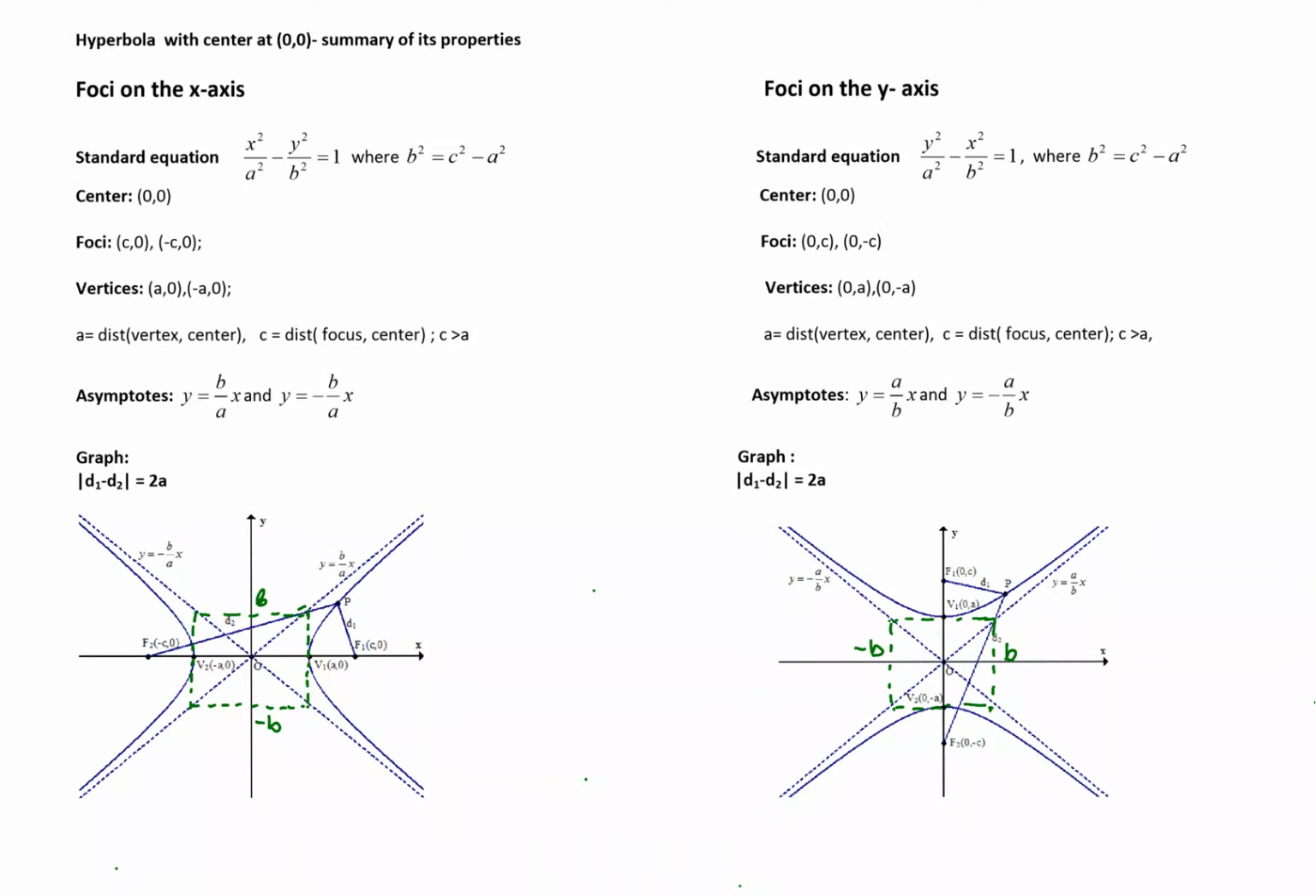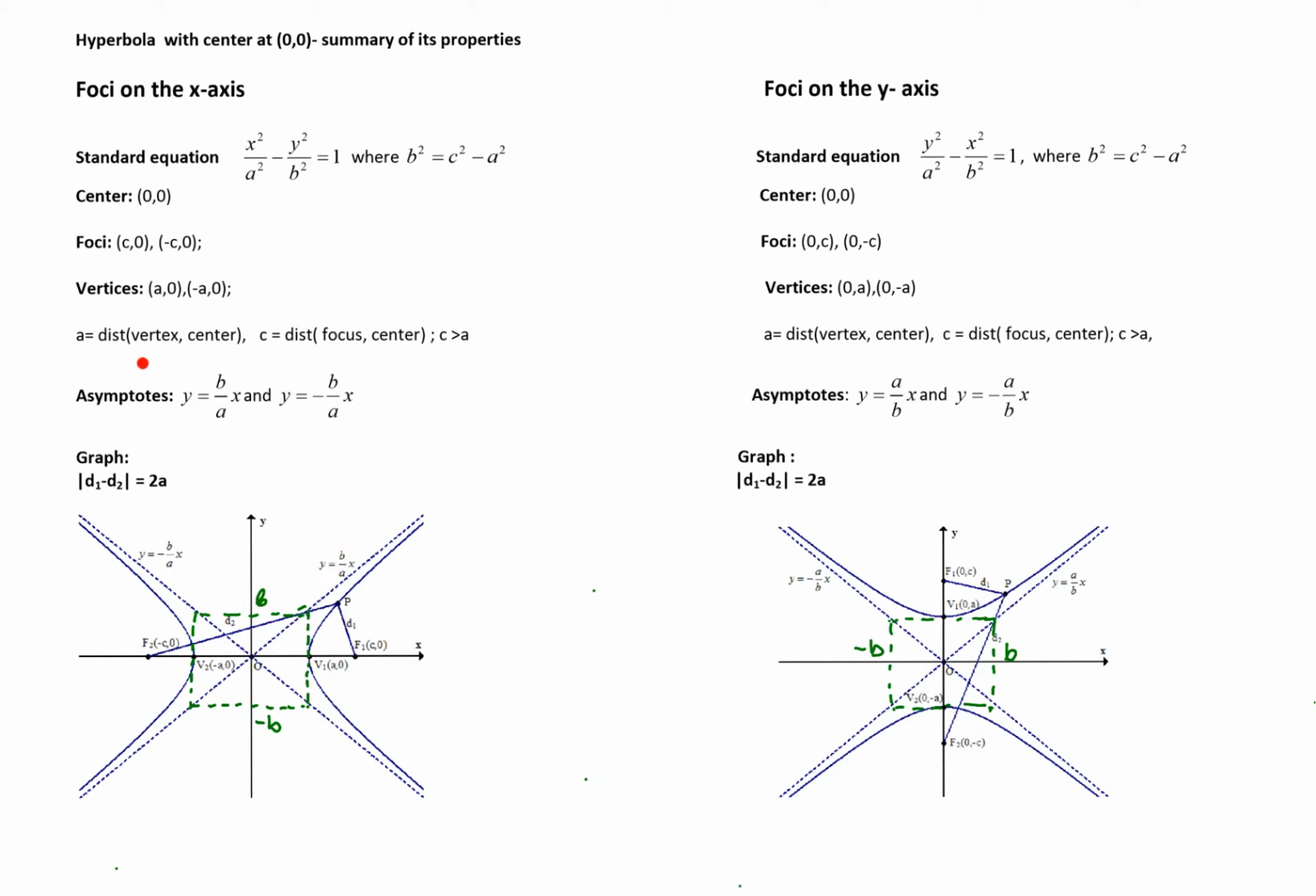We discussed in detail the properties of a hyperbola with center at (0, 0) and foci on the x-axis. Let's recall these properties briefly. A hyperbola is defined as the set of points P on a plane such that the difference of the distances from the points F sub 1 and F sub 2 is constant.